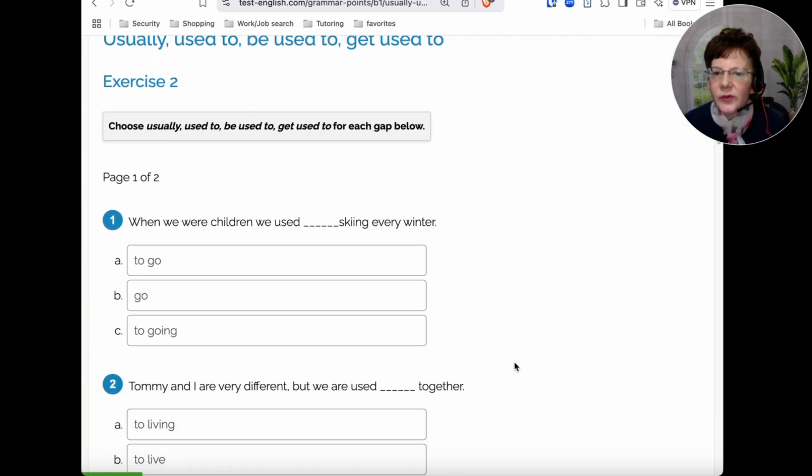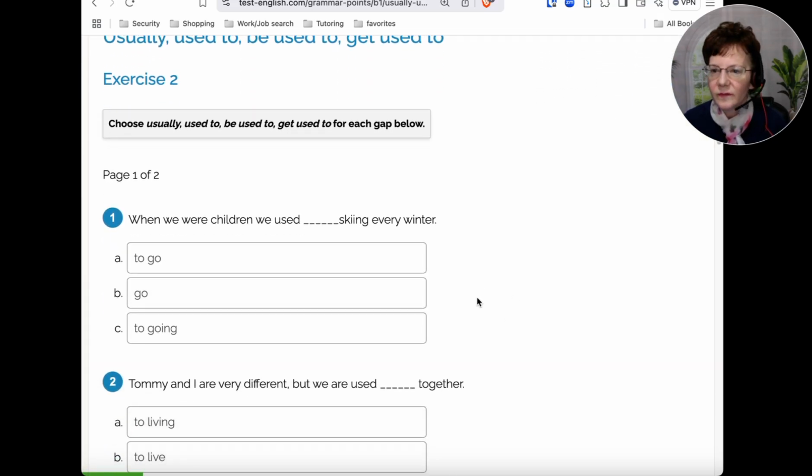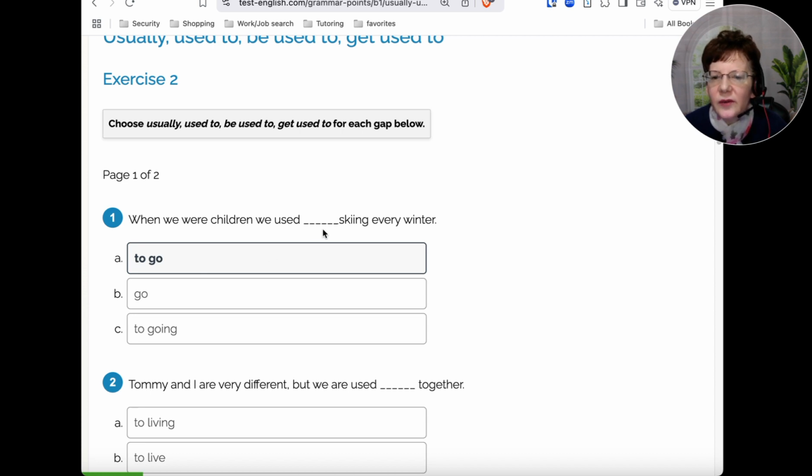Okay, multiple choice here. So, number one: when we were children, we used skiing every winter. To go, go, or to going? All right, so what would be the best answer here? If you chose option A, to go, that would be the correct one. So, the infinitive form.